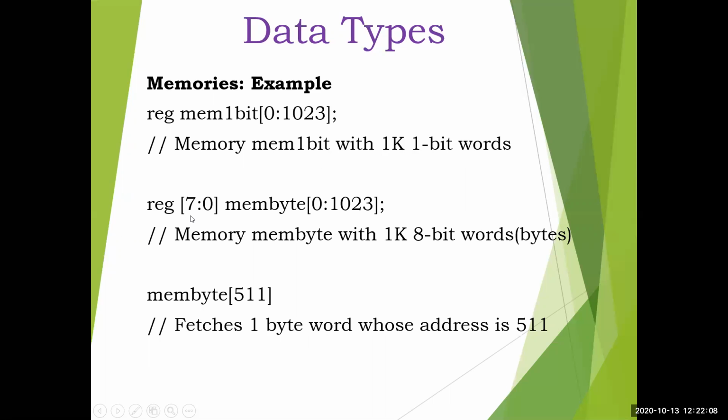reg [7:0] membyte [0:1023]. This is a memory membyte with 1k 8-bit words, since a vector is used here, so they are 8-bit words in that array. Membyte[511] accesses and fetches the 1-byte word whose address is 511. So you have something in your memory and you need to access it. In a programming language this is accessed using the array name and then the subscript. So this is about the memories data type.